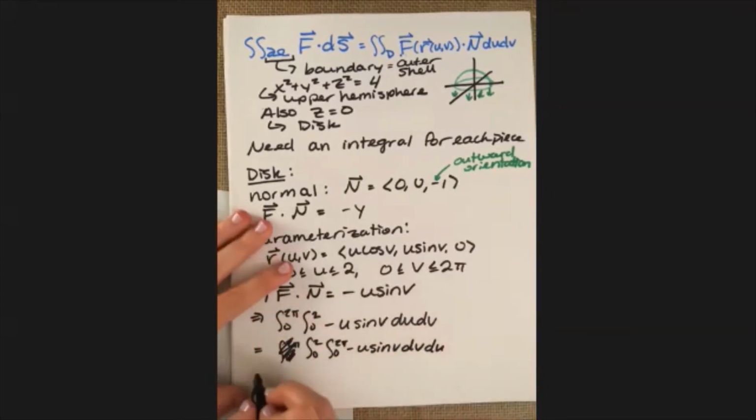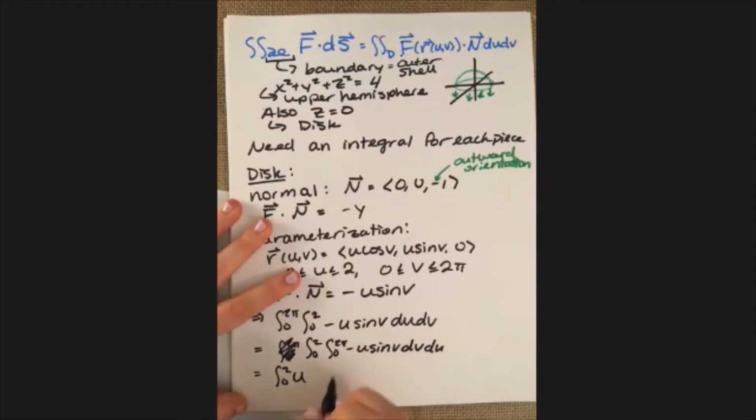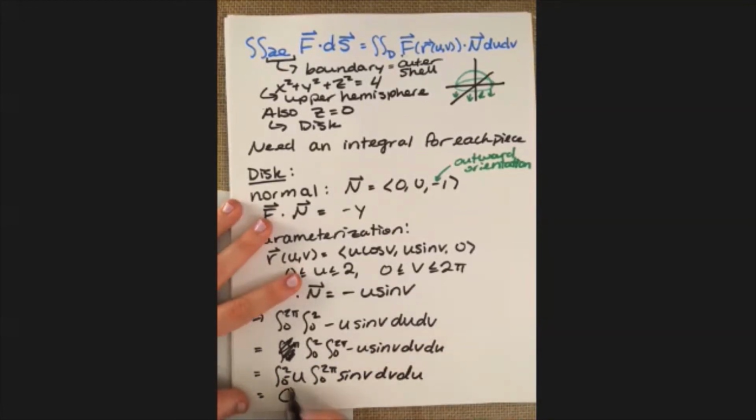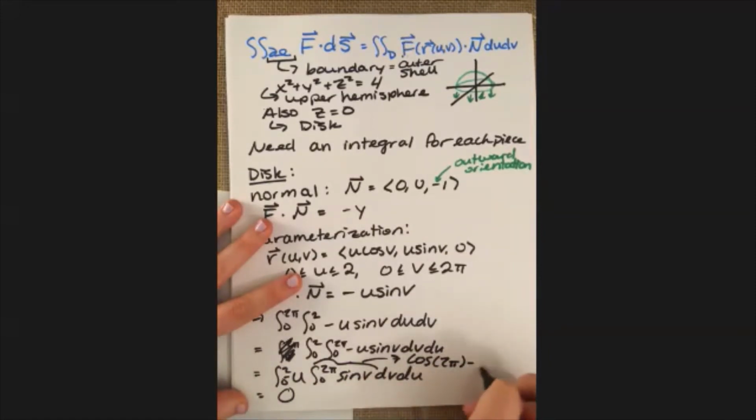And the reason that I do this is because I note that integral from 0 to 2, u, I have that negative in there, integral from 0 to 2 pi, sine of v dv du, well, this is actually just going to be equal to 0, since what this winds up being is cosine of 2 pi minus cosine of 0, which is just equal to 1 minus 1, which is just 0.